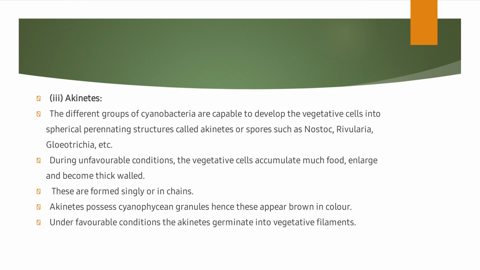Next is about actinetes. Different groups of cyanobacteria are capable of developing vegetative cells into spherical perennating structures called actinetes or spores, such as Nostoc, Rivularia, Gloeotrichia, etc., which we already saw. During unfavorable conditions, the vegetative cells accumulate much food, enlarge and become thick-walled. These are formed singly or in chains. Actinetes possess cyanophycean granules, hence they appear brown in color.